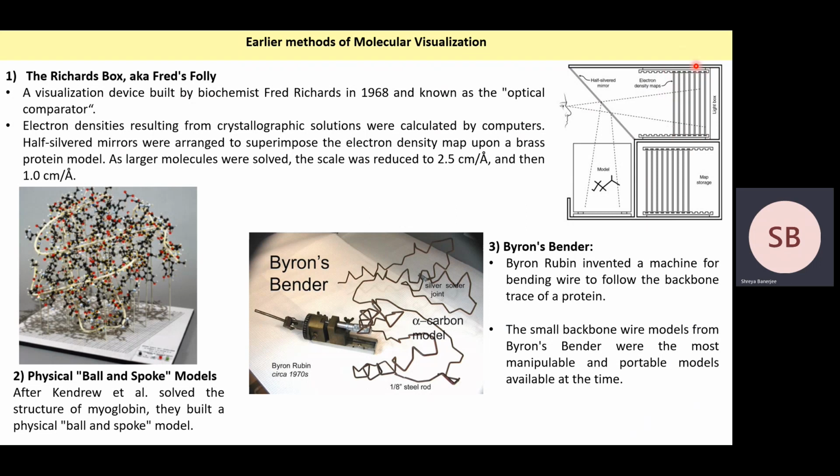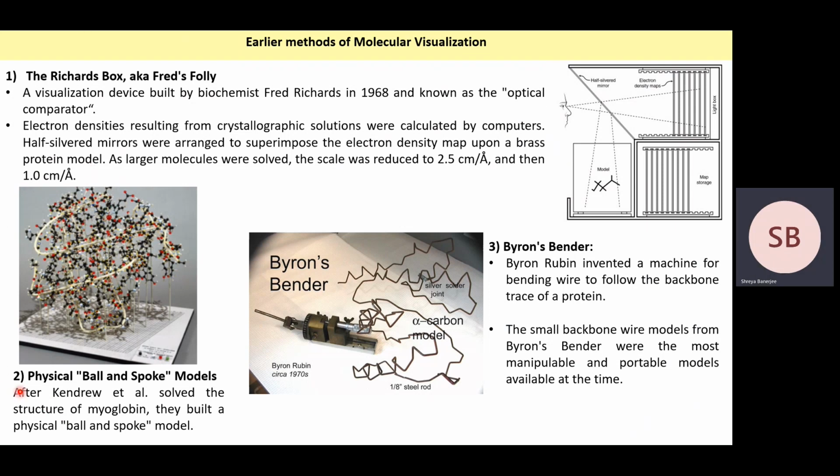The physical electron density maps were held in vertical rows like this. The surface level electrons were represented by the first map. And as we go deeper into the protein or macromolecule, the other level electrons were denoted by the other vertically placed maps. These maps were superimposed by this half-silvered mirror onto a brass model of the compound, and so the electron density could be denoted on the compound itself. As larger molecules were solved, the scale was reduced to 2.5 centimeter per angstrom and then 1 centimeter per angstrom. So basically, as larger and larger molecules were solved, the number of centimeters that each angstrom translated to was reduced so that the model could be of a reasonable size.